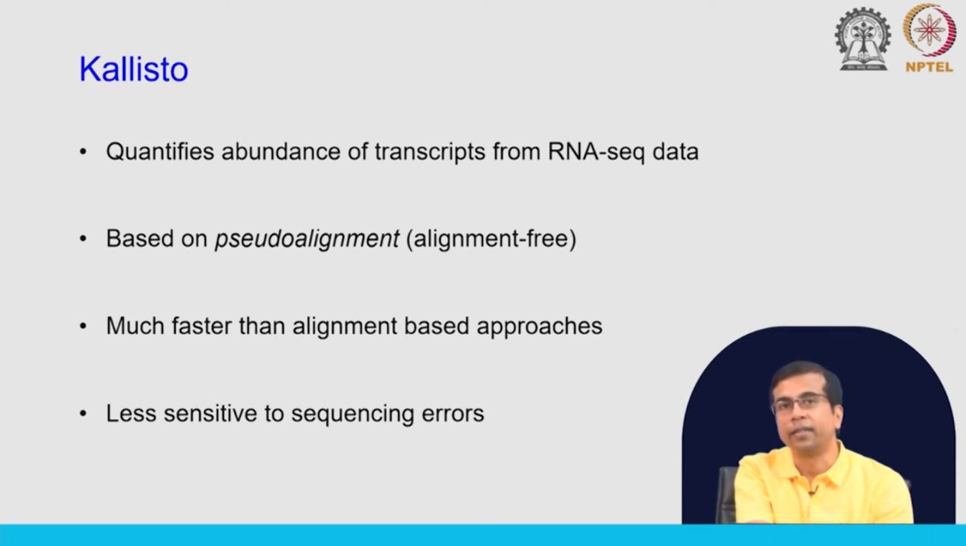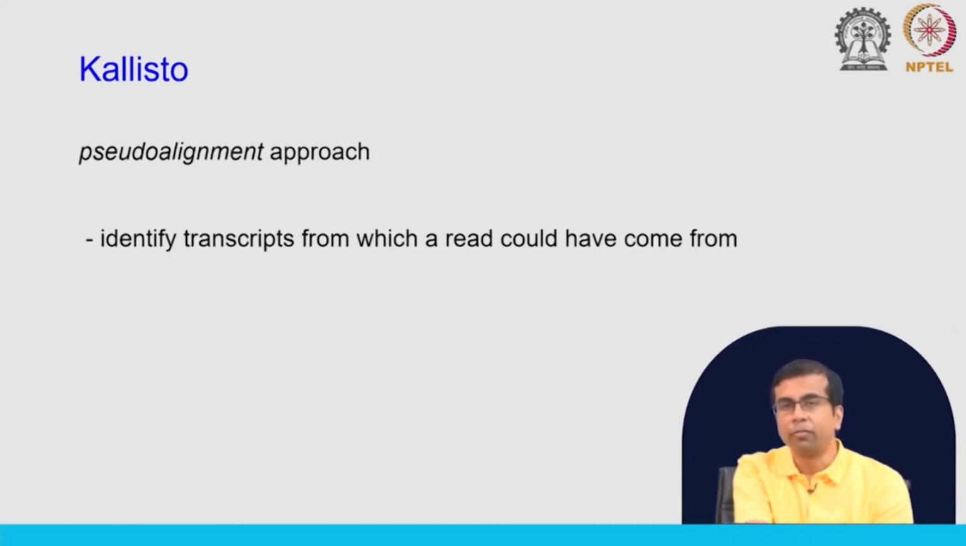In addition, it is less sensitive to sequencing errors. Because you are not aligning exactly, you do not have to worry about mismatches in the read data, so this is less sensitive to the sequencing errors that you can get. So, what is the pseudo alignment approach? It tries to identify the transcripts from which a read could have come from. Given a read, you want to identify which transcripts this read could come from. That will serve the purpose of quantification of abundance.